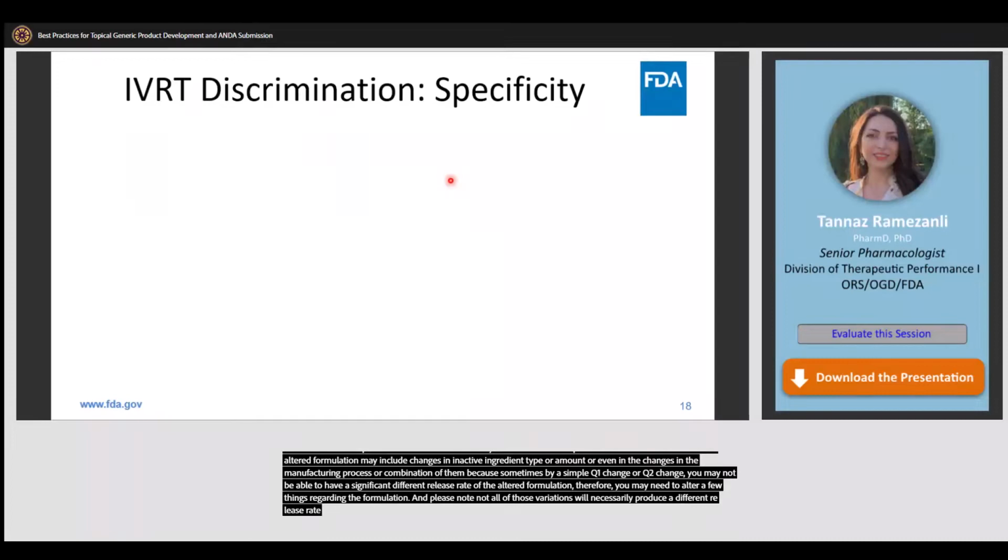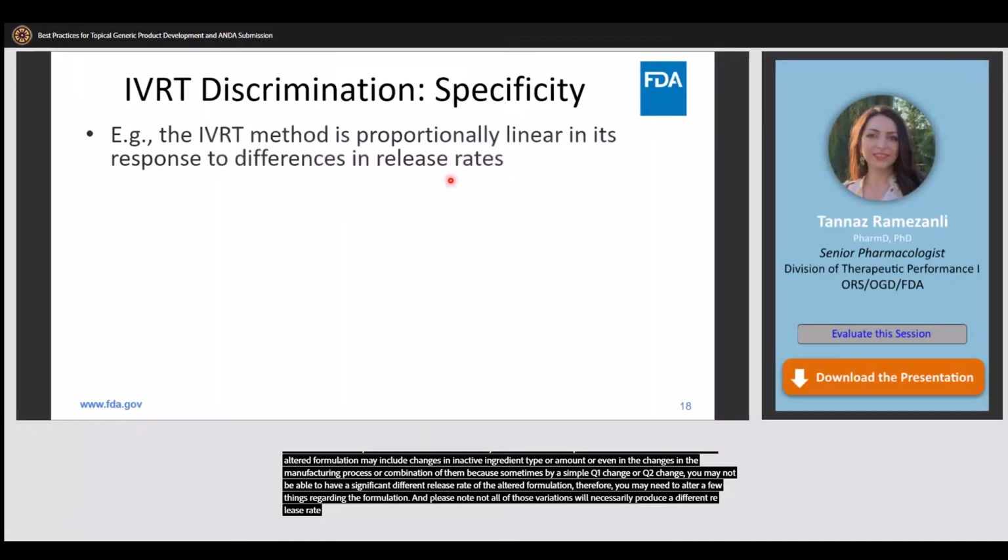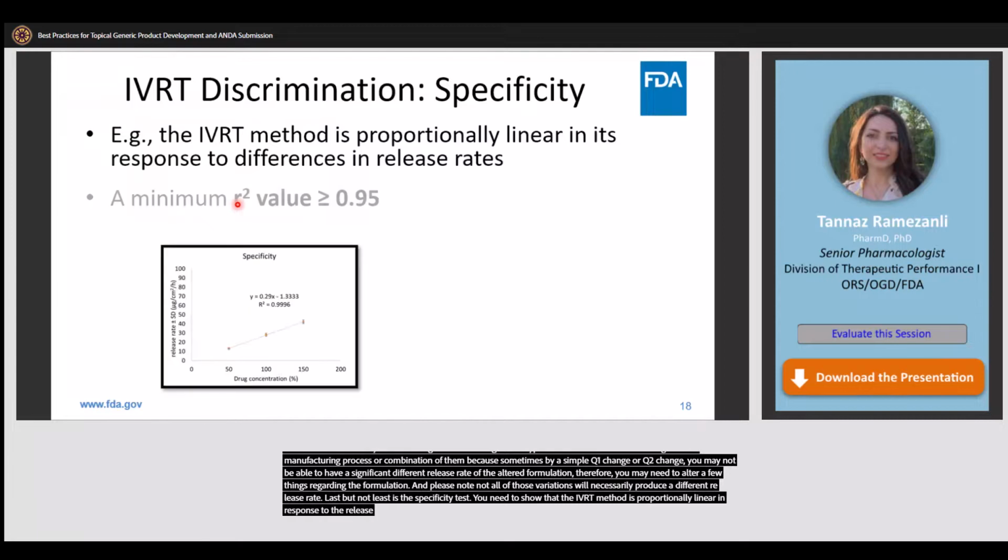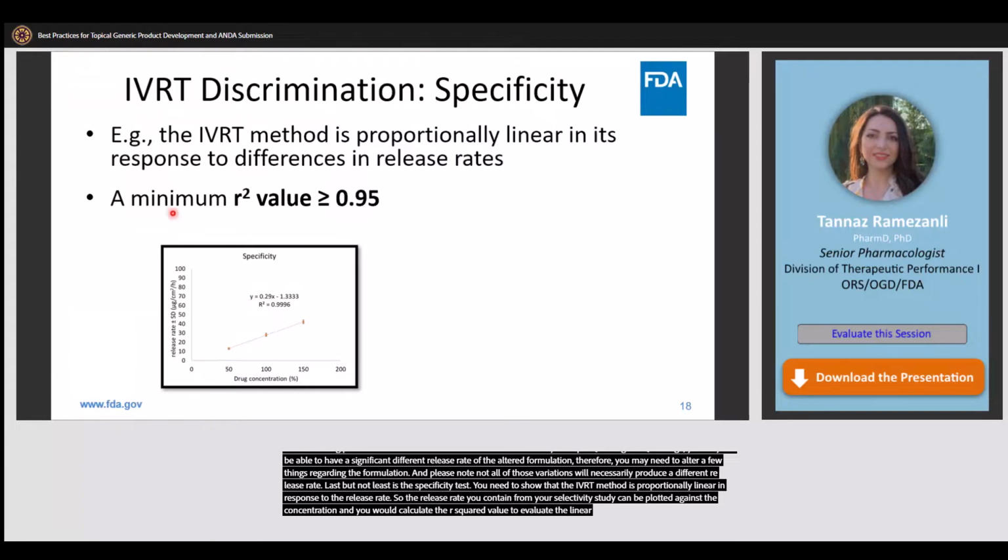And last but not least is the specificity test. You need to show that the IVRT method is proportionally linear to its response to differences in the release rate. So the release rate that you obtained from your selectivity study can be plotted against the concentrations, and you would calculate the R-square value to evaluate the linearity of this regression line. And our recommendation is that you target a minimum R-square value of equal or more than 0.95.